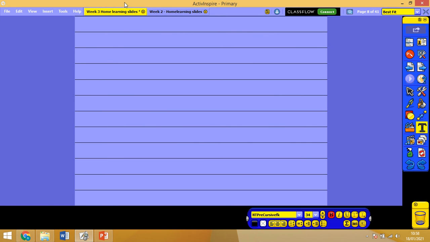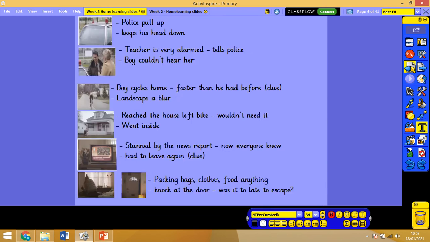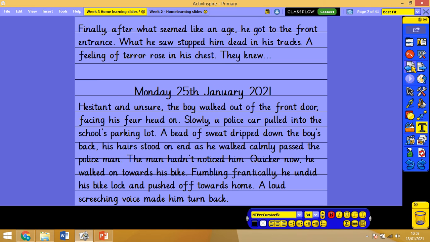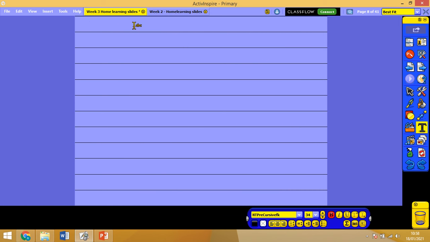And this is an ideal part to include dialogue because when he turns to look over his shoulder, in my mind, what he's seeing is the teacher talking to the police officer, and it's a chance, this one here. And the teacher being alarmed is the screeching voice. Now I have put on there the boy couldn't hear her, but I'm going to change that slightly. So, actually no.